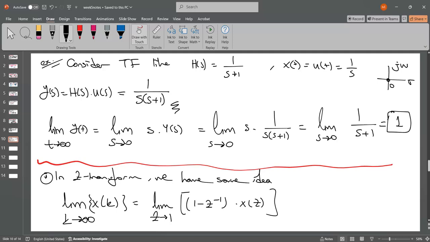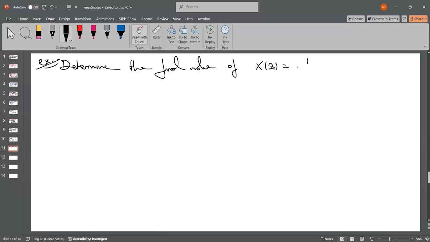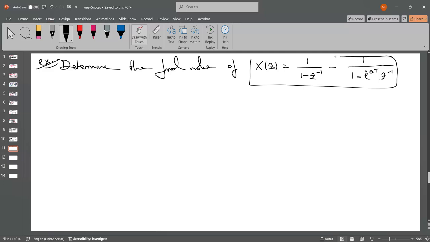And so, in order to complete the whole task in here, we need to write an example, and after that we will give a break. Determine the final value of X(z), for example, 1 divided by (1 minus z to the power of minus 1) times 1 over (1 minus e to the power of minus aT times z to the power of minus 1). Okay? This is the signal.